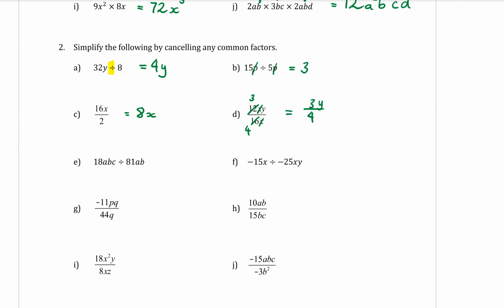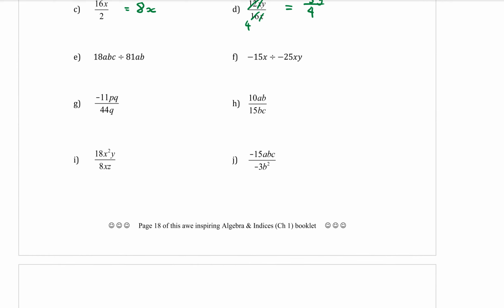Okay, E. 18ABC divided by 81AB. Now, what I've been saying is we divide the numbers. And as soon as I go to do that, I go 18 divided by 81. That is not going to be very nice. So even though this question is written with the divide sign, if the numbers don't divide nicely, you need to rewrite the question as a fraction. So 18ABC over 81AB so that we can do it like the last question we did.